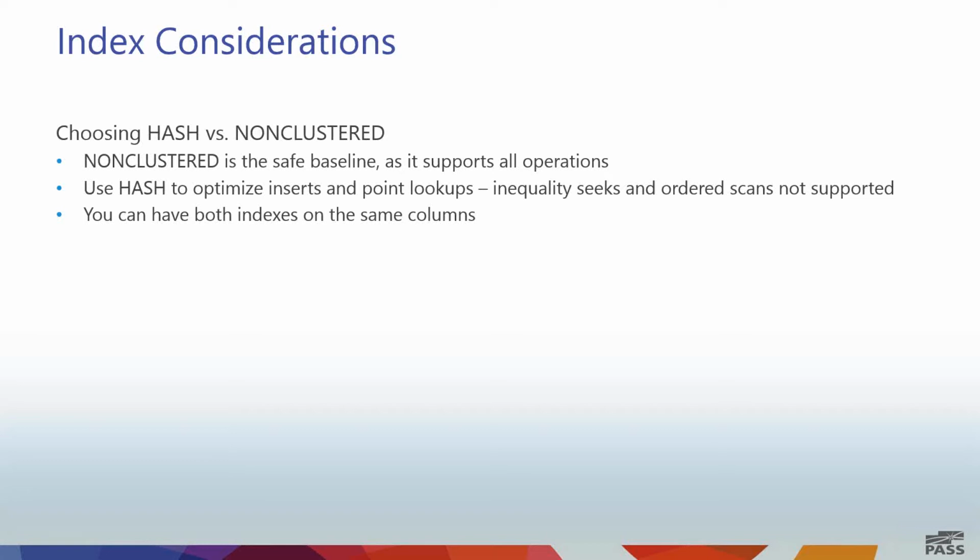So an insert into a non-clustered index, there's also a penalty there because you need to find the right place in the tree to put the new row. Of course, with hash, always keep in mind inequality seeks and ordered scans are not supported. Also, one thing to keep in mind is that you can have both types of indexes on exactly the same column. So if you have some column or some set of columns where you need to perform both a lot of point lookups and you need to perform range scans or ordered scans as well, you can have both the hash index and the non-clustered index on the same columns.